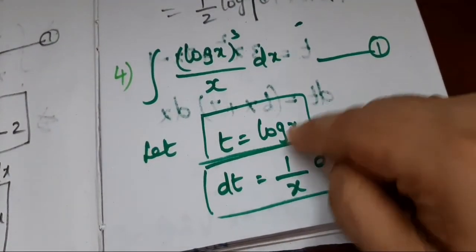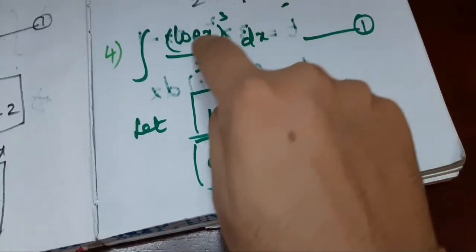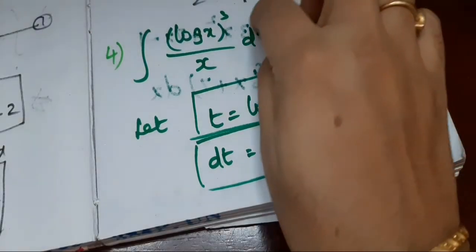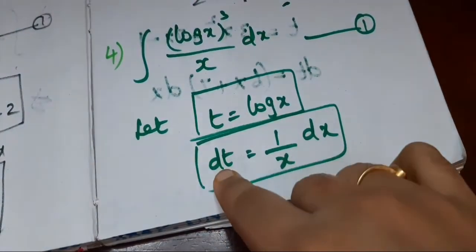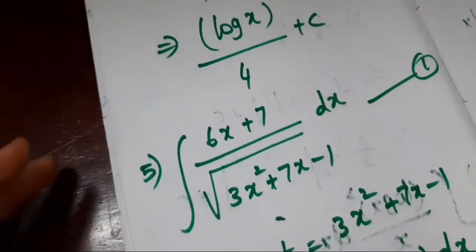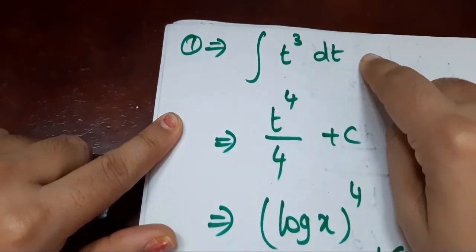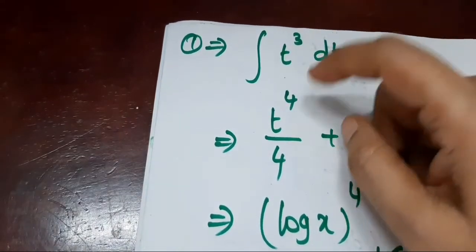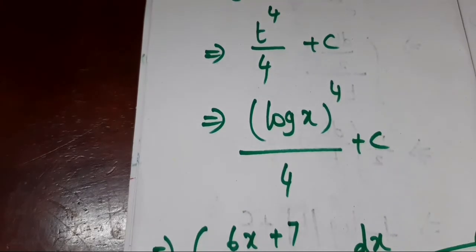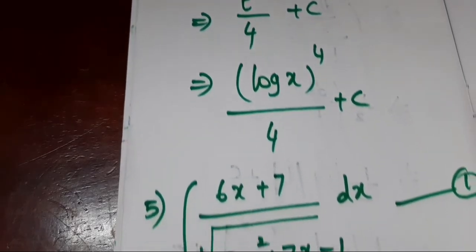So t is equal to log x. So what is dt? dt is equal to 1 by x dx. So instead of this 1 by x dx, I can write dx by x. Okay. So instead of this dx by x, I can write dt. So this I can replace by t. So the first equation I will have integral of t cube dt. So integral of t cube dt is nothing but t power 4 by 4 plus c. So after integrating, I want to replace t by log x. So log x whole power 4 by 4 plus c.